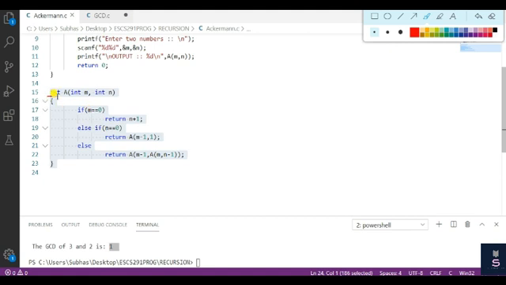This is my return type, and both arguments are integer. The first number is m, and the second number is n. If m equal to 0, that means the first condition, so we will return n plus 1. The second one, else if n equal to 0, I will return a of m minus 1 comma 1.